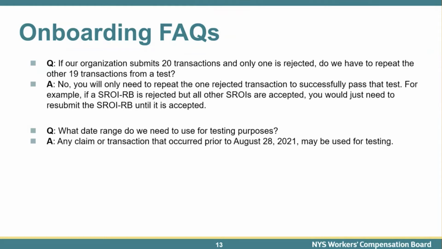You would only need to, and we would only expect you to repeat the one rejected transaction to successfully pass that test. The example we have on the screen here, if you have a SHROI RB that's rejected, but all other SHROIs are accepted, you would just need to resubmit that SHROI RB until it's accepted to pass that part of that test. If for some reason you do need to submit additional FROIs or SHROIs as part of that test as a baseline to get the other transaction accepted, that's perfectly acceptable as well.